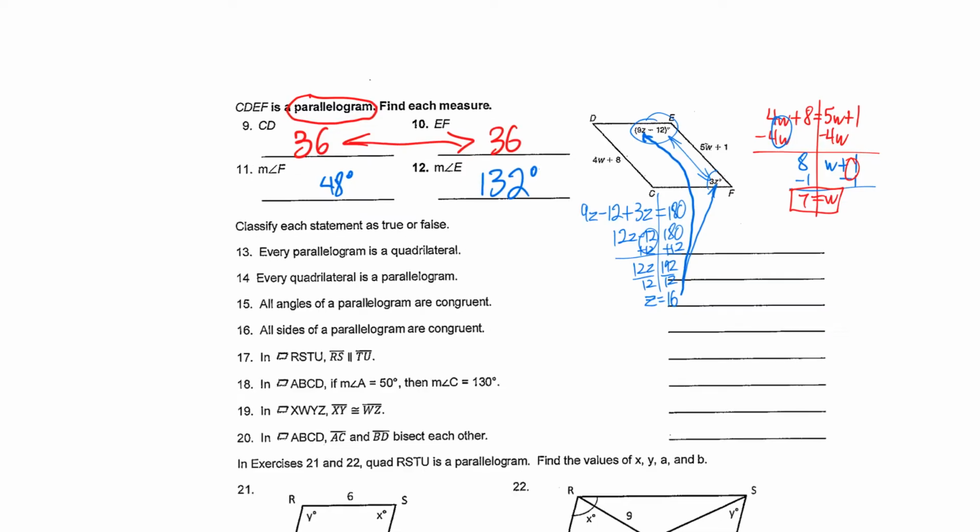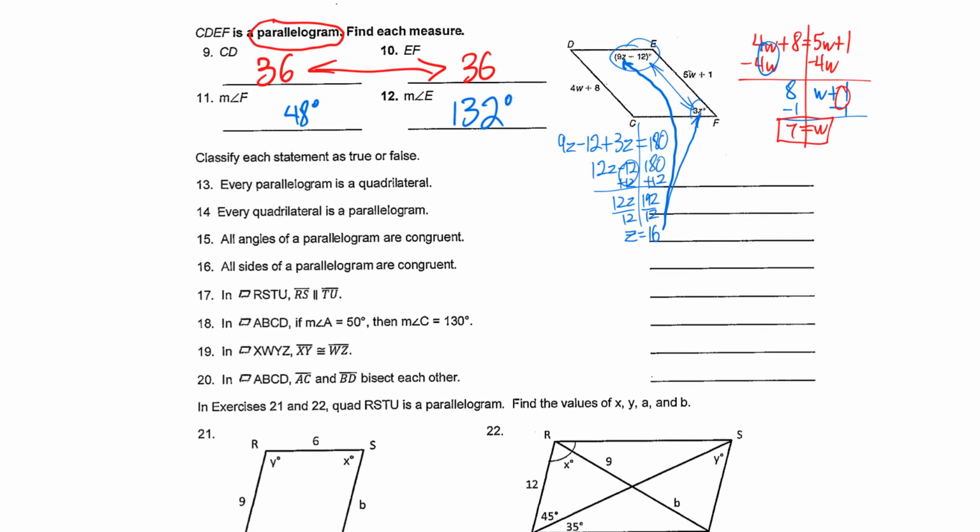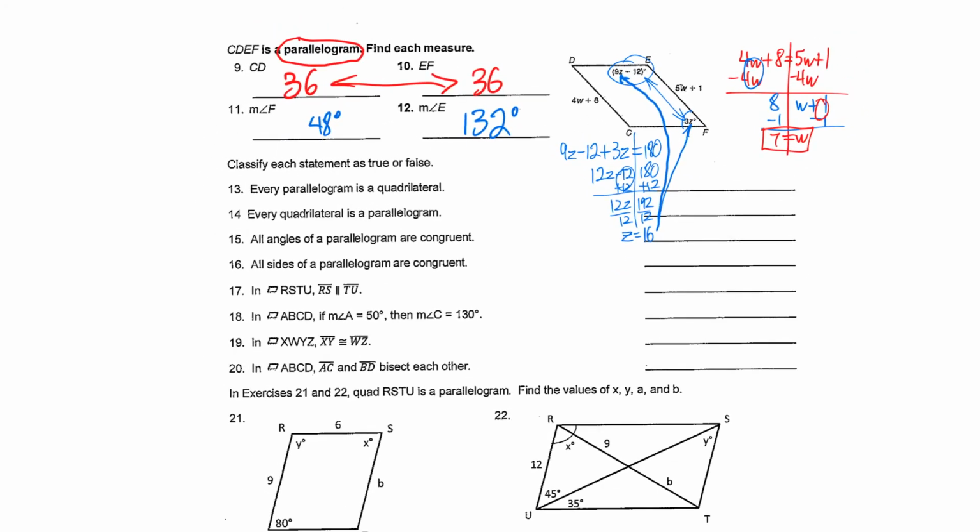Okay, true or false? Every parallelogram is a quadrilateral. True. That is true. That's just the definition of a parallelogram. You can look back there at the very first thing we said. A parallelogram is a quadrilateral. Okay, number 14. Every quadrilateral is a parallelogram.